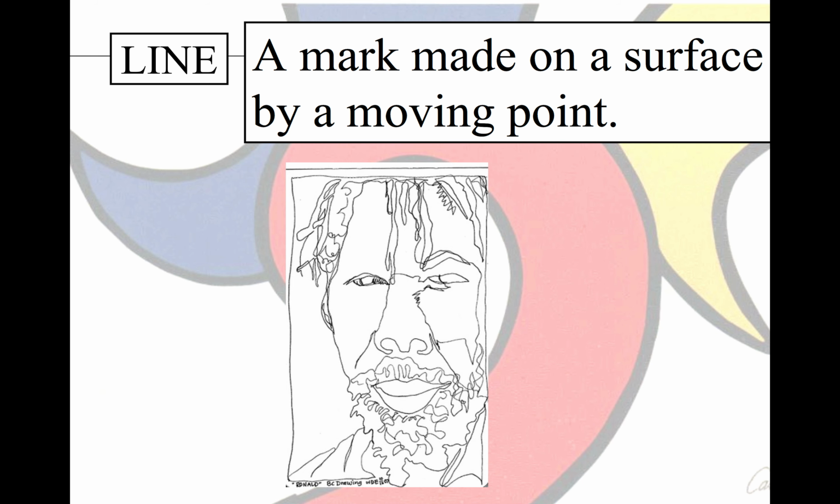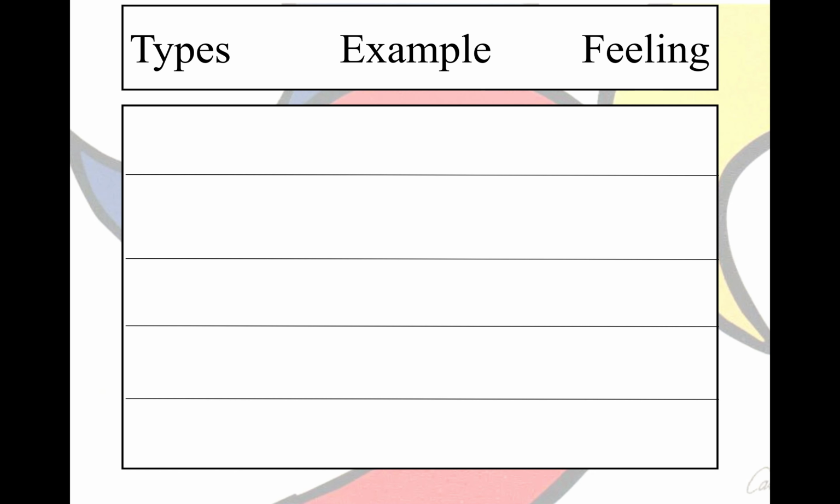Here's an example of an image drawn using a line, a continuous line. And a line is a mark on a surface made by a moving point. Here are some examples of types of lines.